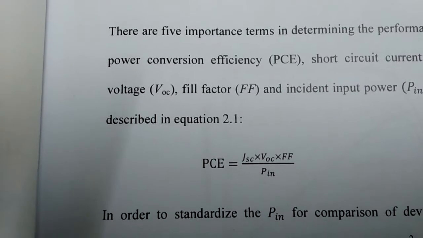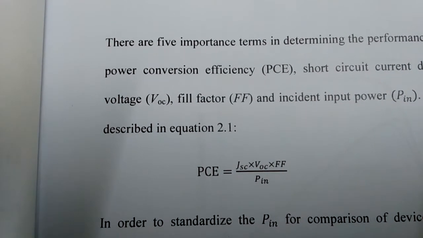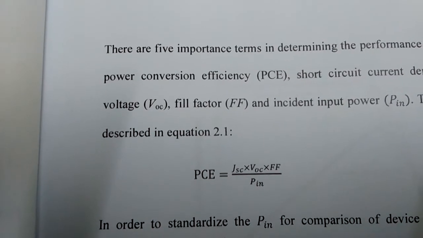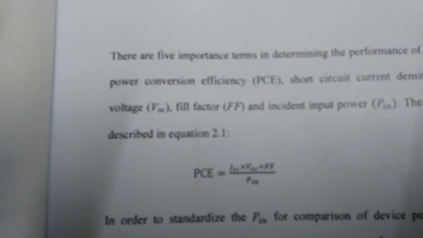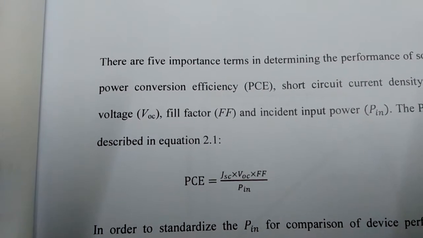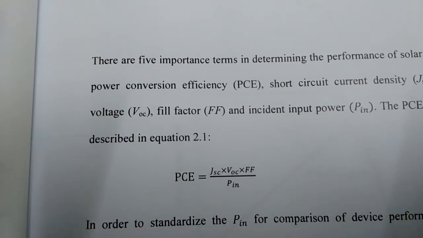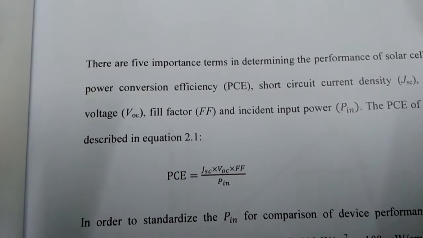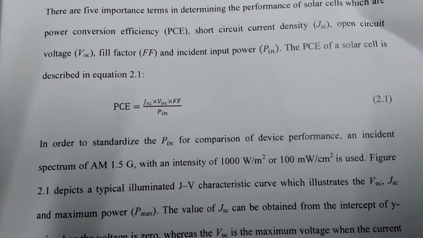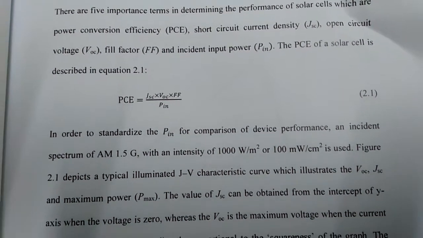This is the formula to calculate the PCE, power conversion efficiency. It is the short circuit current times open circuit voltage times fill factor, divided by power input. Our power input is 100 milliwatt per centimeter square. When you convert it, because the area is in millimeter, you get 0.1, just in case you don't know. Our machine is capable of 1000 watt per meter square, or 100 milliwatt per centimeter square.